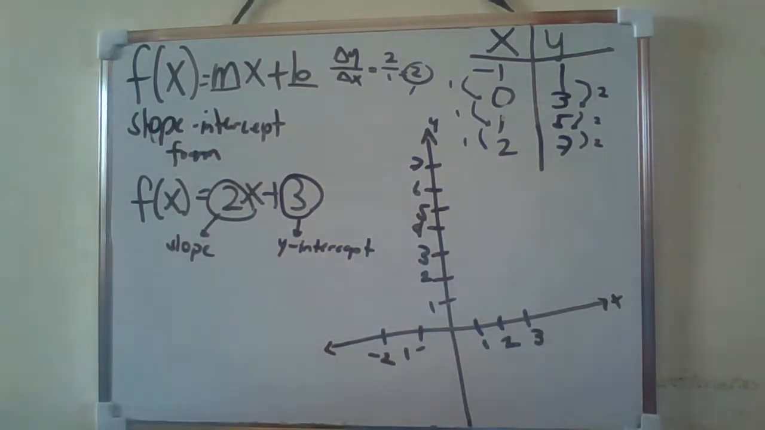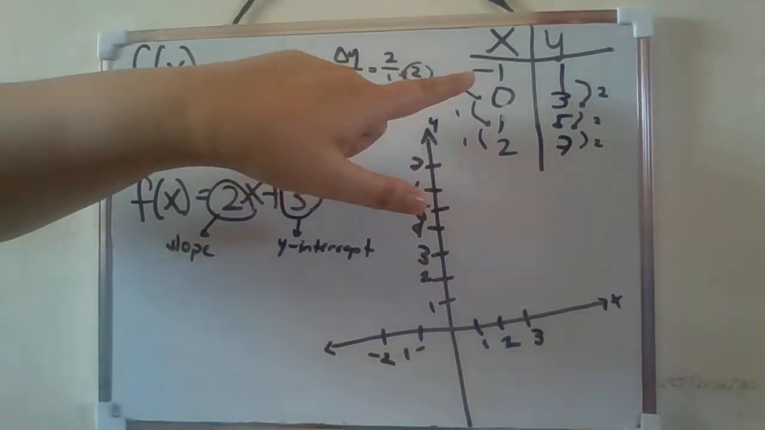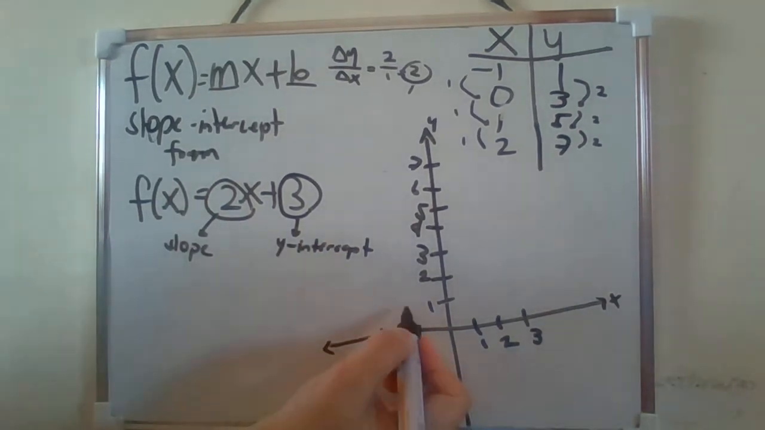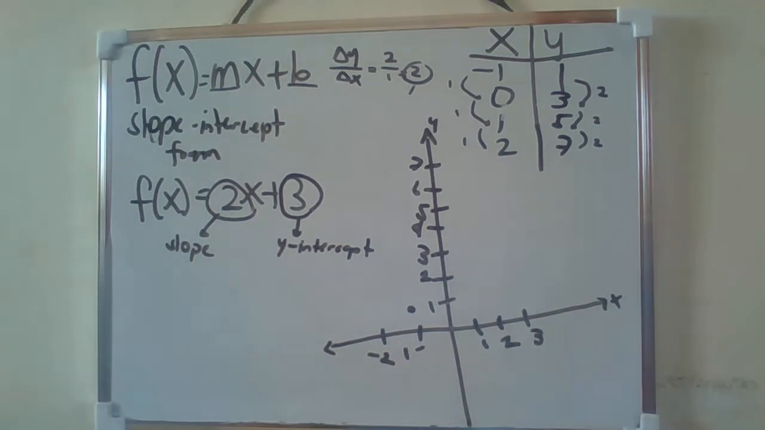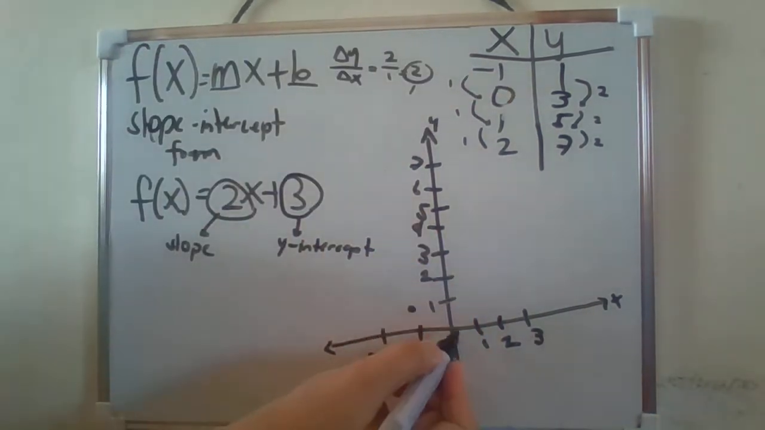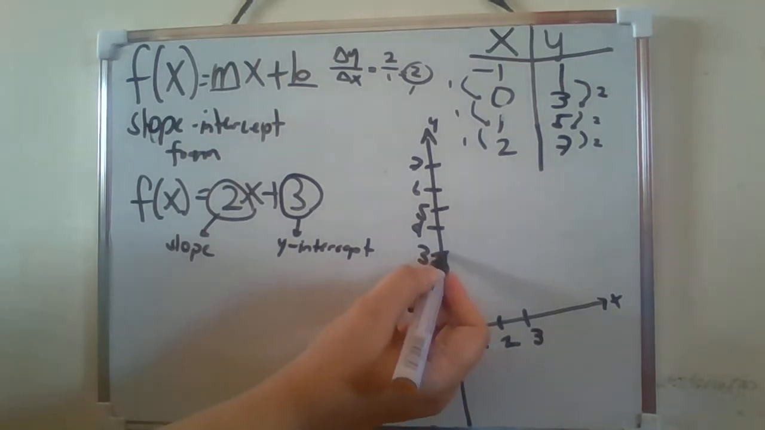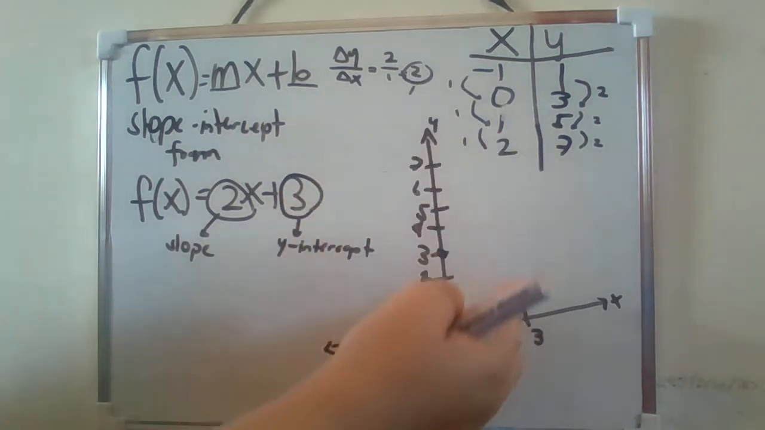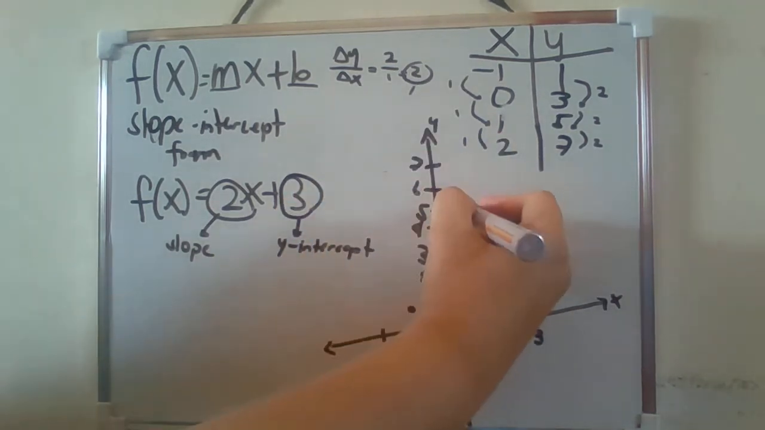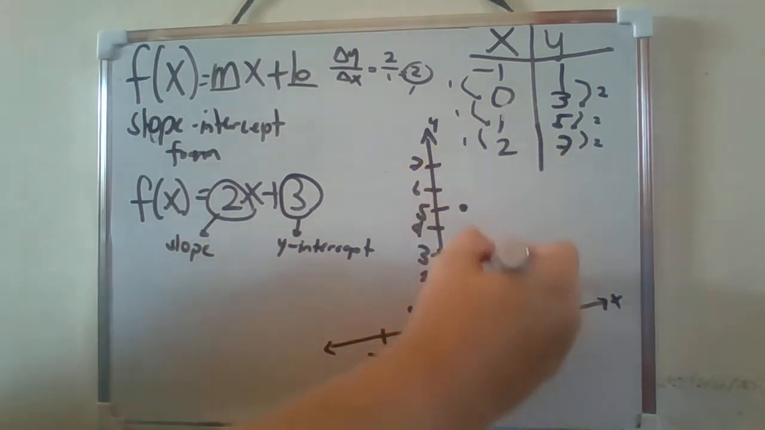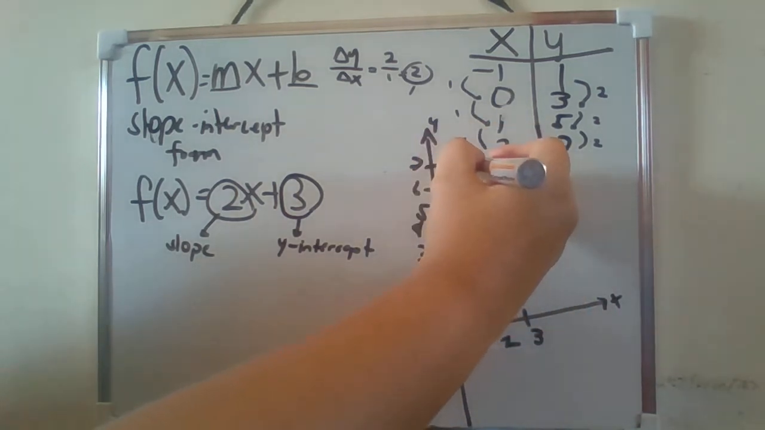Okay, so let's try. Negative 1 sa ordered pair natin. We have negative 1, 1. So, negative 1, 1 dito siya. Okay. Then we have 0, 3. So, ito, 0, 3. Ayan. And then we have 1, 5. So, tapat natin si 1, 5 dito. Then we have 2, 7. So, ito. So, sana tapat siya.